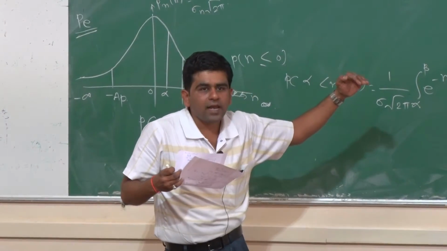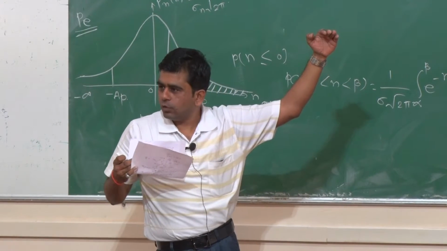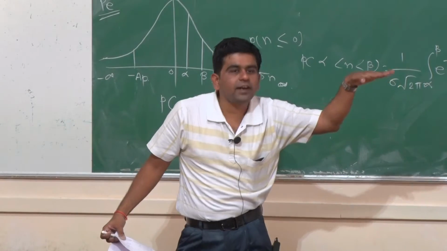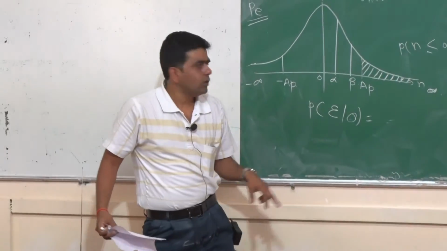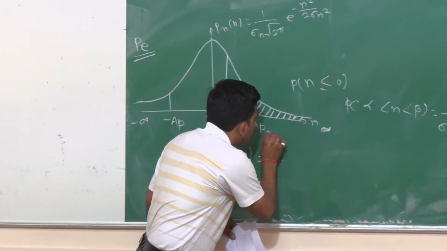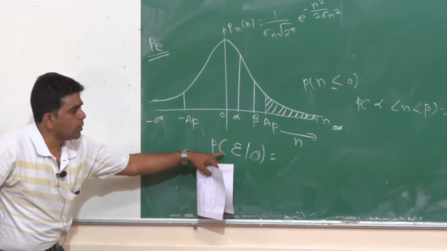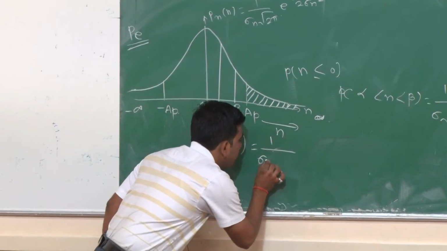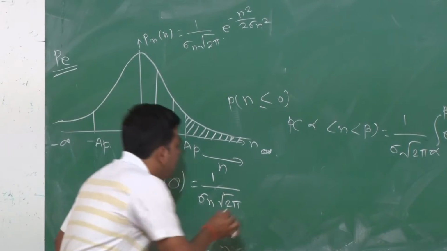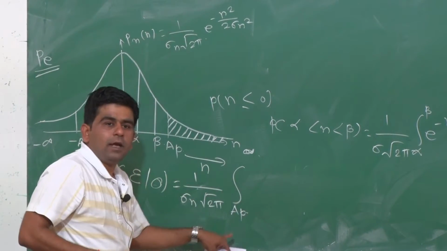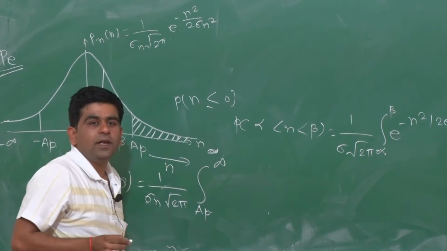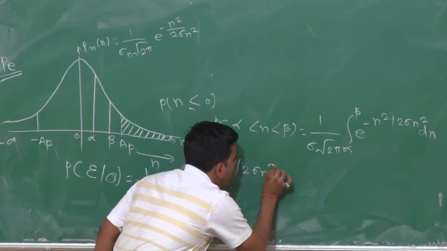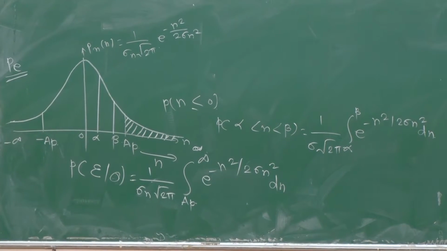So we can see that this level minus AP plus N is greater than 0. Is it correct? This level becomes above the reference 0 level. So this 0 will be read as a 1. Now this is an error. So from AP, this N is greater than AP. So the probability of getting error when 0 is already transmitted is given by 1 by sigma n root 2 pi, integration over AP to infinity of e raised to minus n square divided by 2 sigma n square dn. Is it clear?